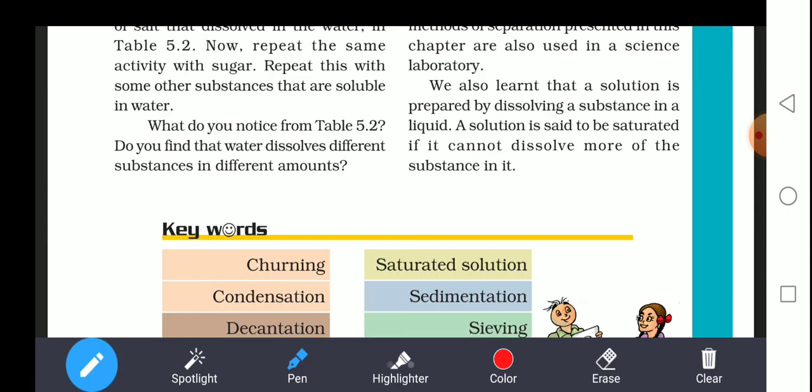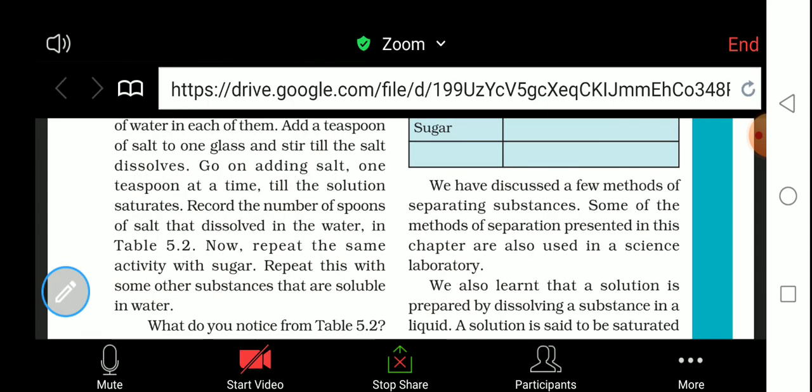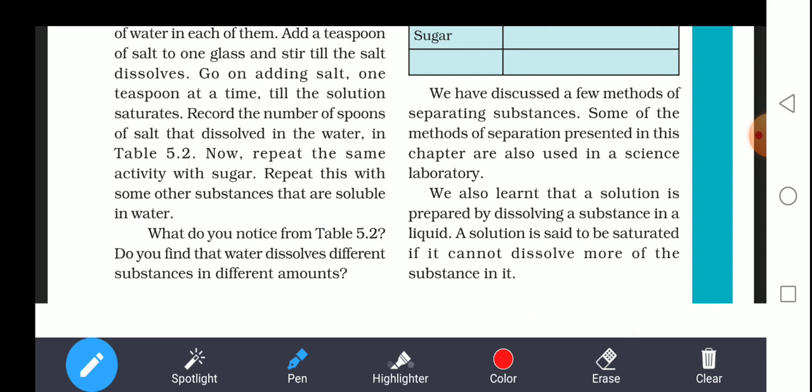What do you notice from table 5.2? Do you find that water dissolves different substances in different amounts? Yes. Different substances added in water will dissolve in different amounts.